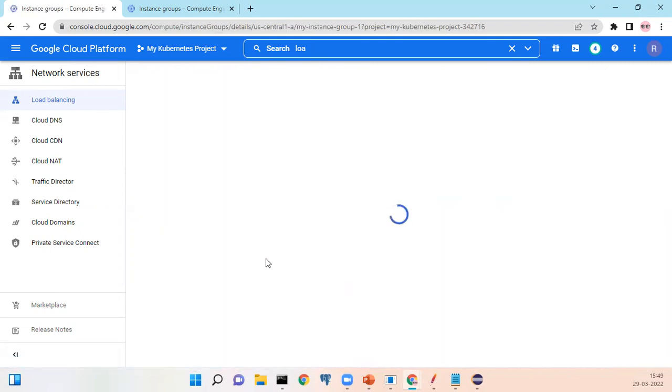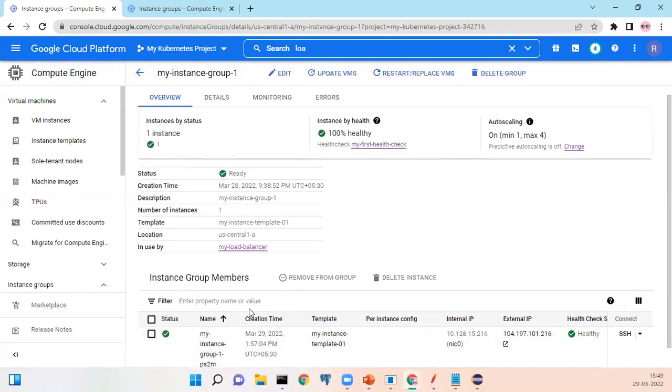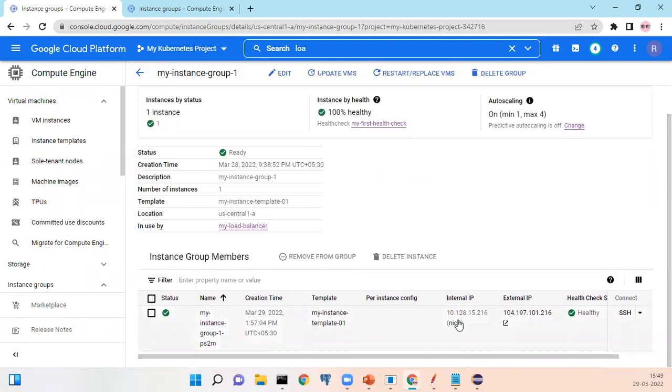Here we have only one instance. This is the name of the instance, and this is the external IP and internal IP. At this point of time, it is healthy as well. This instance is healthy.